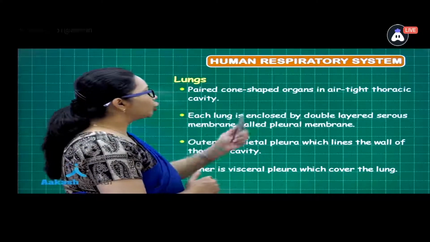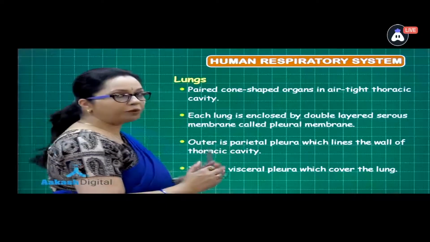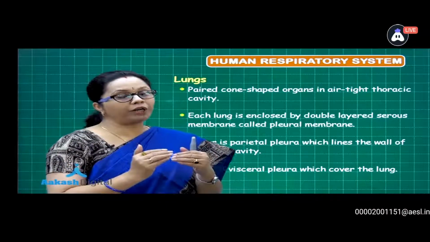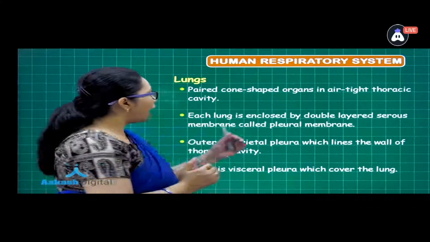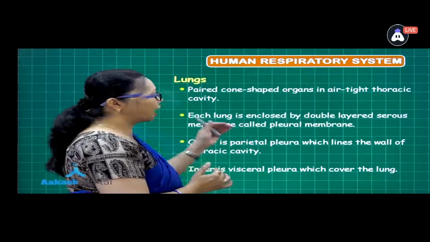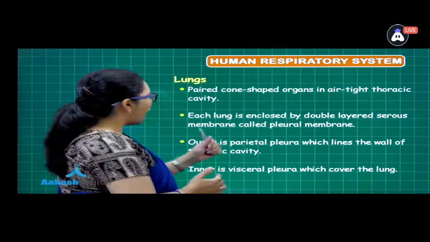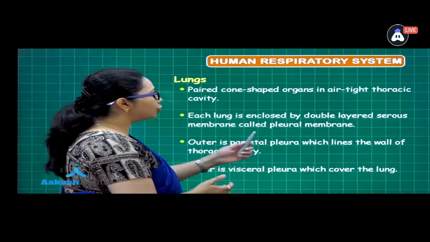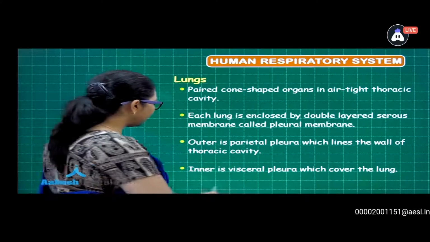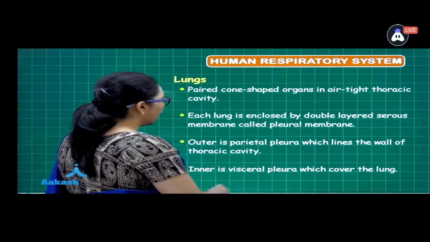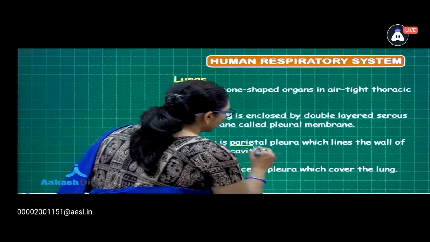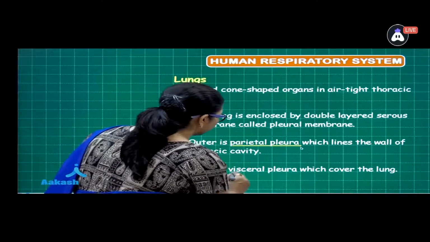Now each lung is enclosed by a double layered serous membrane. Now serous is a membrane which is secreting watery fluid, and those serous membranes are the pleural membranes. Outer is parietal pleura, which lines the wall of the thoracic cavity, and the inner one is the visceral pleura.